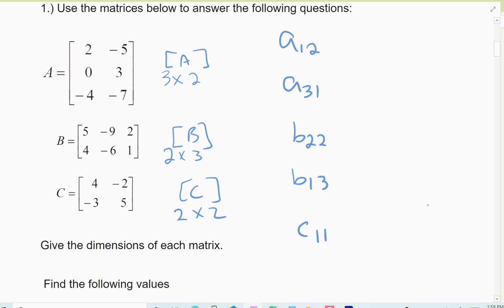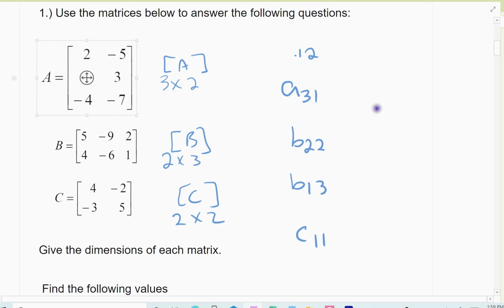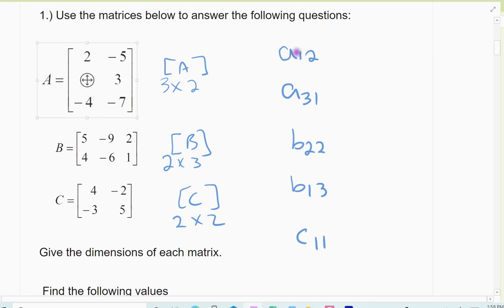Alright, so the lowercase a, the first one, is a really weird a, but that is an a, sub 1, sub 2. And so it's not sub 12, it's 1, 2. And so this means I want to be in matrix A, so I look to matrix A. I want the number in row 1, column 2. Row 1, column 2, that would be this number, negative 5.